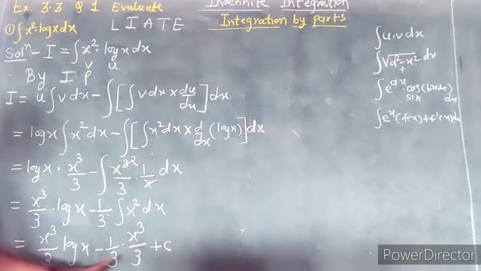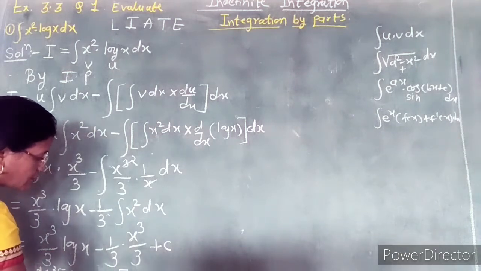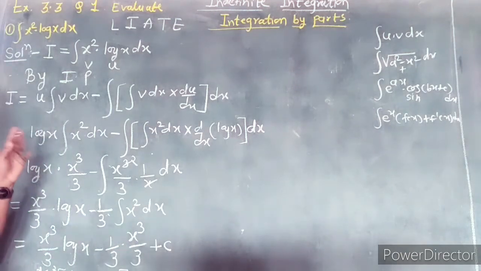Now for simplification, x cube upon 3 is the common factor, and inside the bracket we take log x minus 1 by 3. So simplification means x cube upon 3 is the common factor, and inside the bracket we get log x minus 1 by 3 plus the constant of integration.